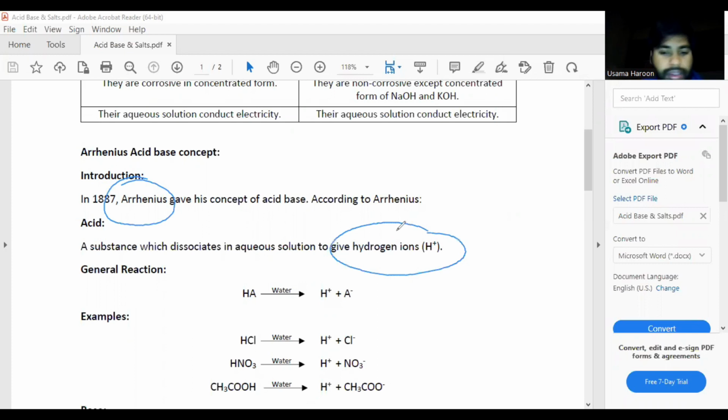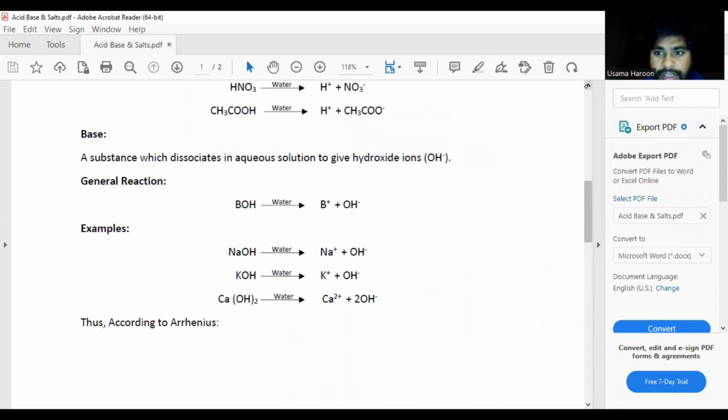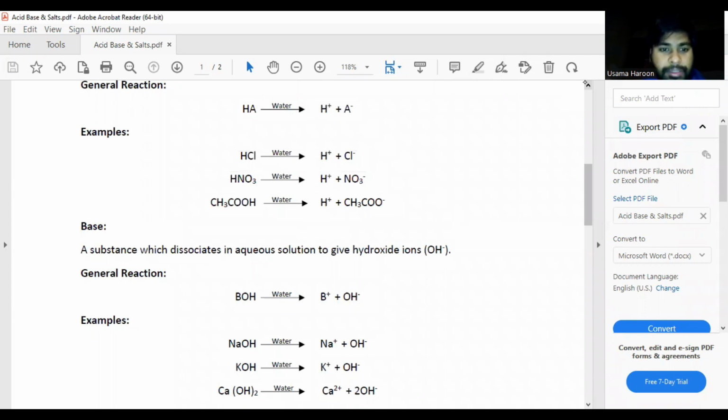As you can see here, I have written the general reaction: HA, suppose this is a general acid, dissociates in water and turns into H+ and A-. If a substance is giving an H+ ion, we can say that this substance is an acid. I have given you some examples. Just wait, let me scroll down. As you can see, I have given you 3 examples of acids. The first example is HCl.